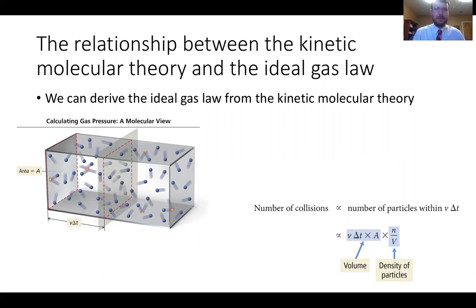Here I'm just showing you that the number of collisions is proportional to the number of particles within a specific area, and within a specific volume, V delta T. And so then we have the volume times the density of particles. If we were to rearrange that, we could get to the ideal gas law. Again, the ideal gas law is just so powerful. We can describe how the relationships we saw before can be explained using this theory, right? Depending on the temperature, it's related to the energy, and vice versa. But I just want you to be familiar with it.